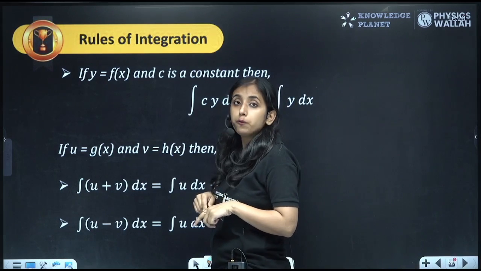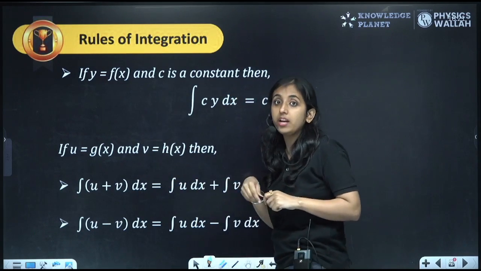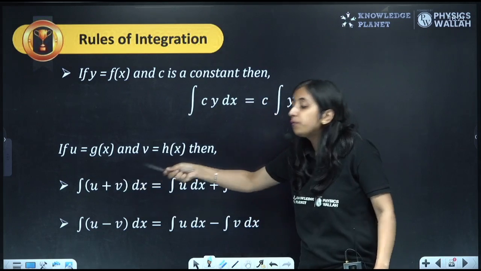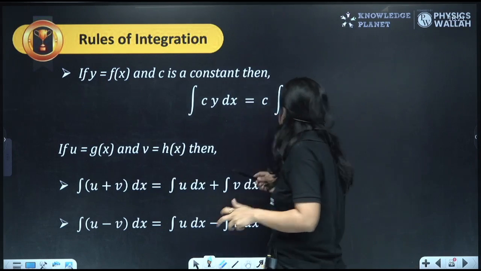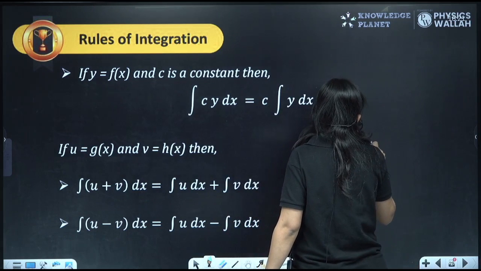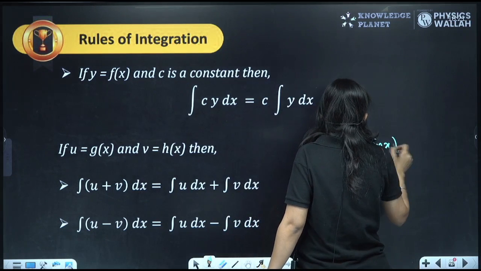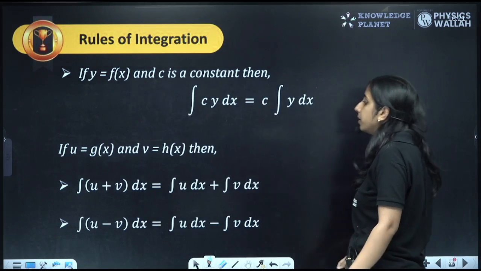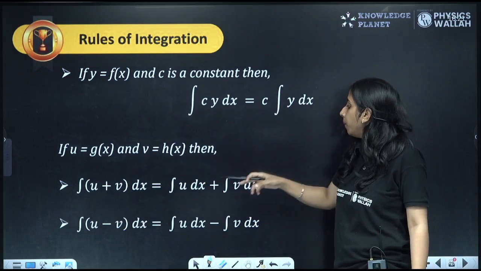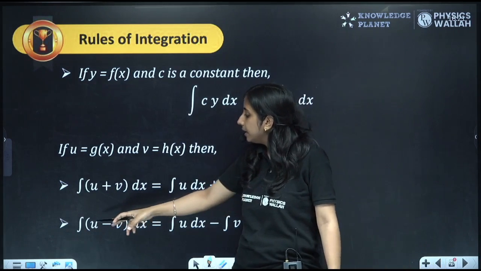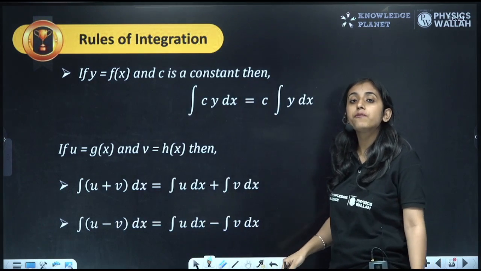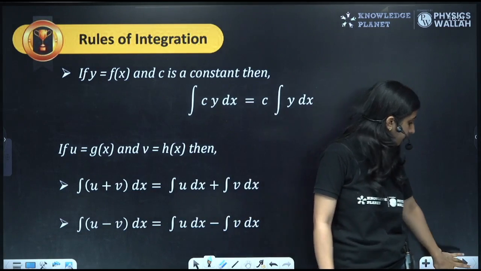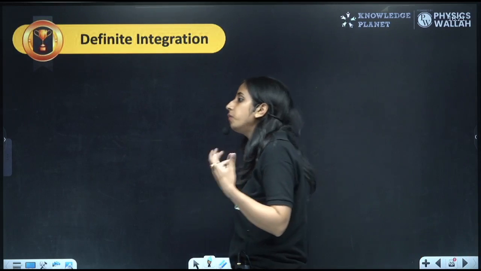If we have two functions u and v, both dependent on x, then the integration of the sum of two functions, for example the integration of x plus sin x, will be equal to the integration of u plus the integration of v. Similarly, the integration of u minus v will be equal to the integration of u minus the integration of v. So these are the rules of integration.